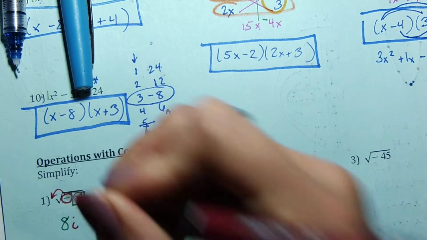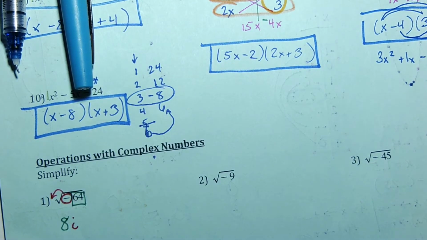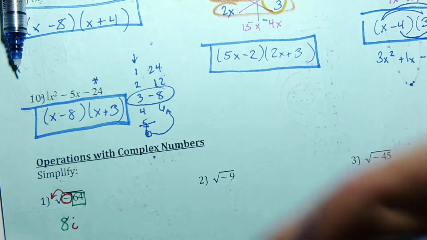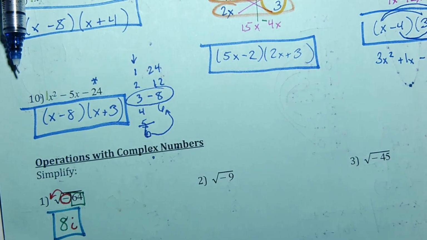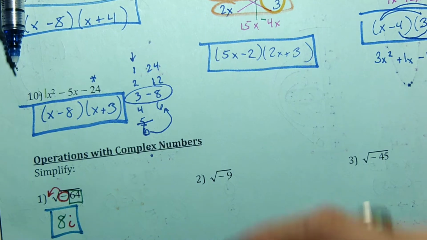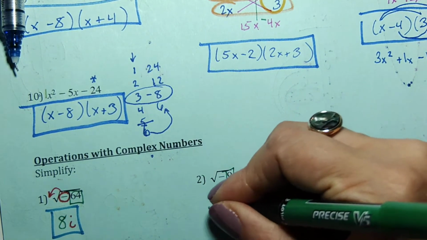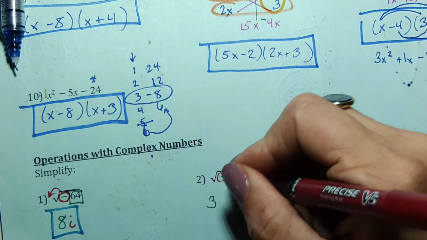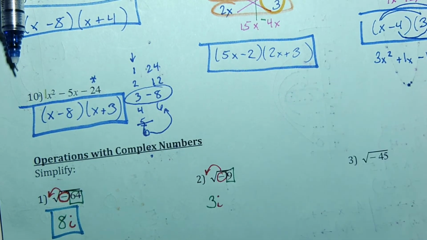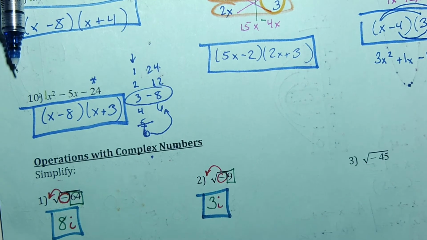8i. So anytime you have a negative under the square root, you're going to have to bring out that sucker as an i. Same with the square root of negative 9. What would that one be? 3i. So anytime you have a negative under the square root, you always bring it out as an i. Go ahead and try number 3 on your own.